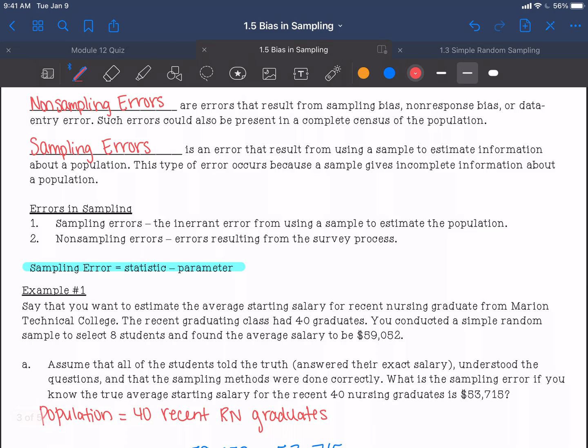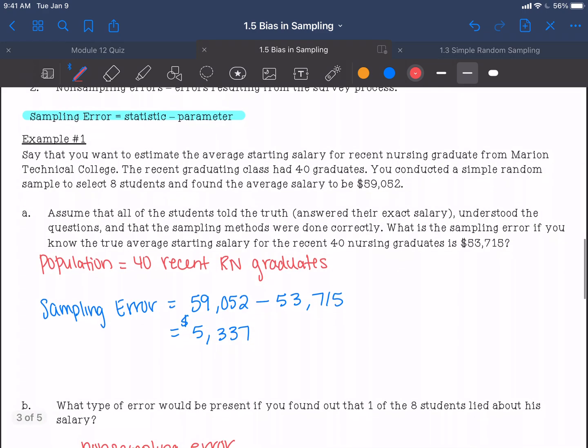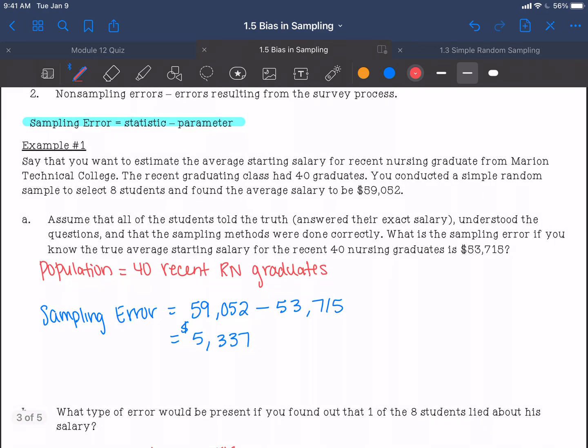The sample would be the 8 that were randomly selected. So to find the sampling error, we take 59,052, that's the statistic, minus the 53,715, that's the parameter, and that is equal to 5,337. So that would be the amount of our sampling error. So maybe we chose 8 students, we did what we could, they told the truth. Of those 8 students, they just happened to have a higher salary than the average of all 40 together.